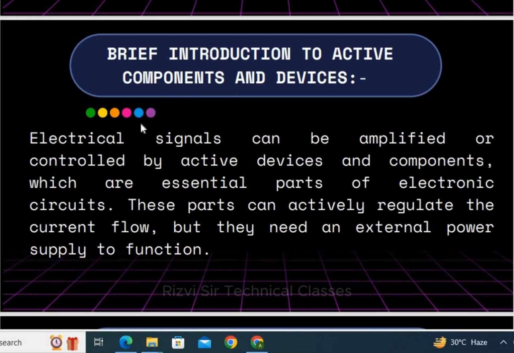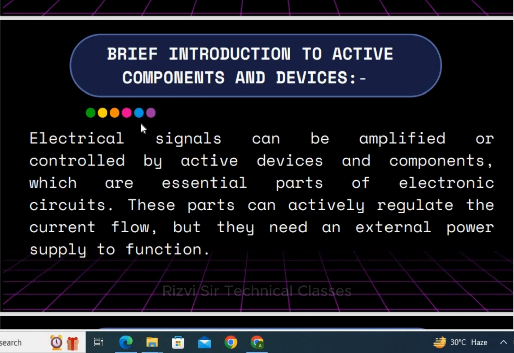And then, what is an active component? Active components are electronic devices that can control the flow of electricity. They require a power source to operate and can amplify, switch, or generate electrical signals. Some common active components include transistor, operational amplifier, diode, integrated circuit (IC), and thermistor.